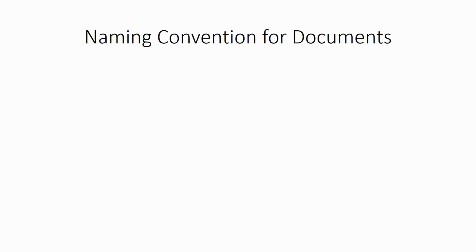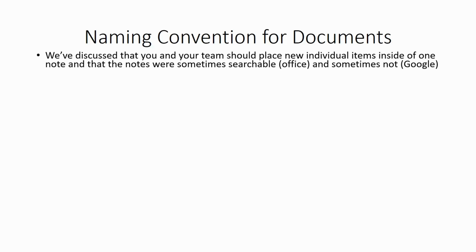Hello and welcome. In this video, we're going to be discussing using a naming convention for documents and files that you upload into Evernote in the team shared space. We've already discussed the fact that you and your team should place individual items inside of one particular note, and that those notes were sometimes searchable in the case of an Office document and sometimes they weren't in the case of a Google document.